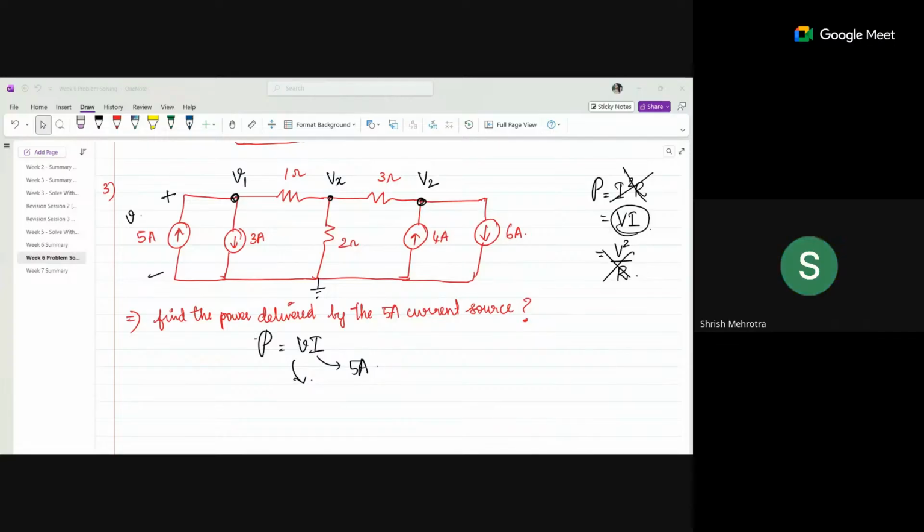So, ma'am, I think it will be minus 10 watts. Why is the power delivered minus 10 watts? Ma'am, because the current is traveling from negative to positive. See, positive, minus, I. If it is like this, what is the power delivered by this? Is it a positive value or negative value? Negative. Why is it a negative value? It's a power delivered, right?